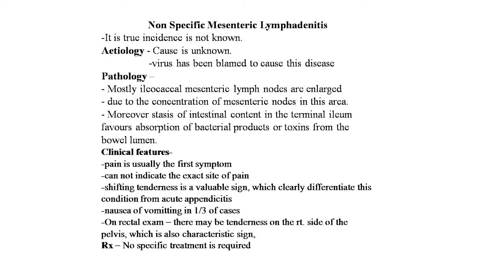Now, the clinical features of non-specific mesenteric lymphadenitis: pain is usually the first symptom, and the patient cannot indicate the exact site of pain. Shifting tenderness is a valuable sign which clearly differentiates this condition from acute appendicitis. Nausea or vomiting occurs in one third of cases. On rectal examination, there may be tenderness on the right side of the pelvis, which is also a characteristic sign. Treatment: no specific treatment is required in non-specific mesenteric lymphadenitis.